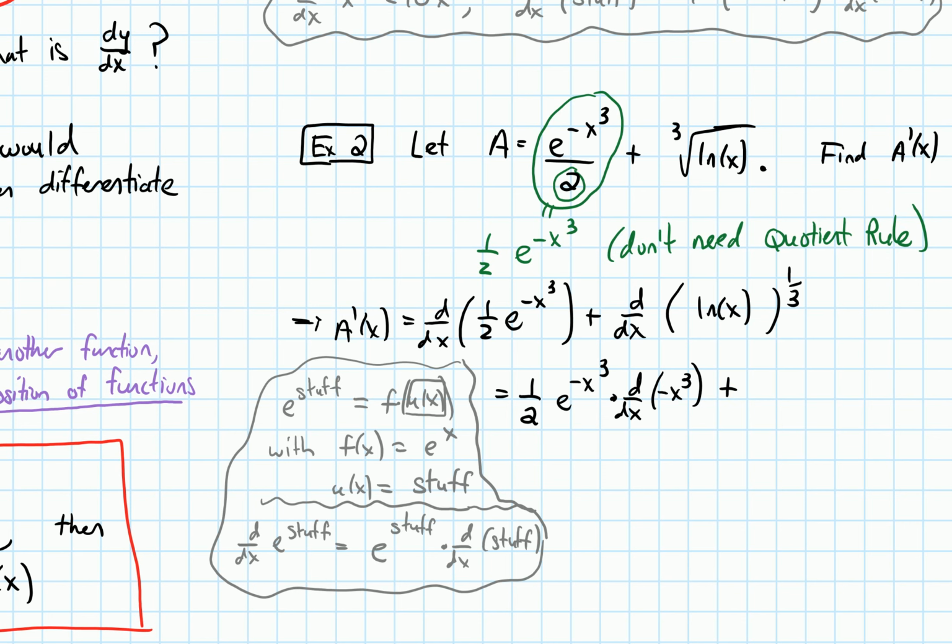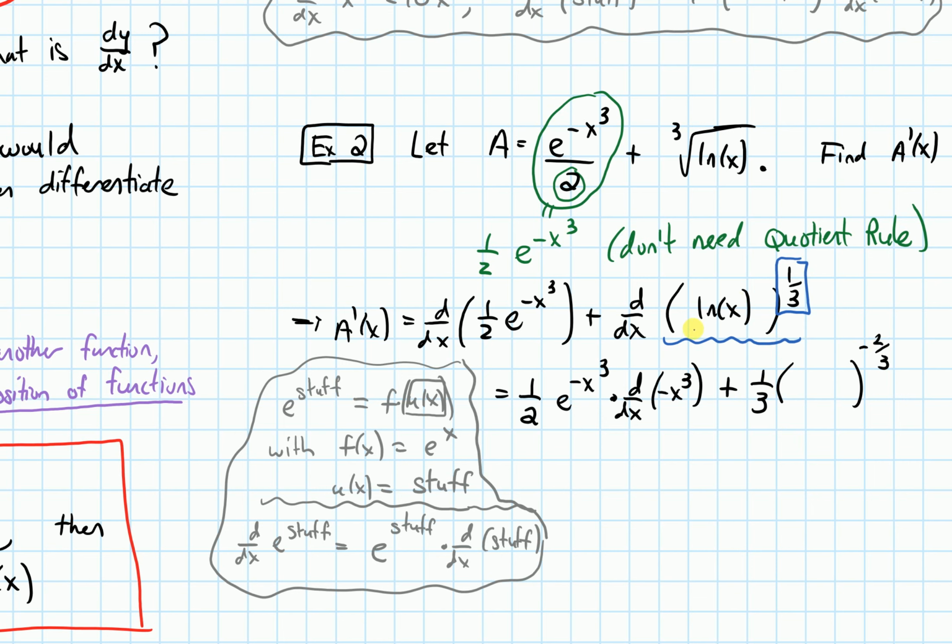Now I still need to take the derivative of ln of x to the 1/3 power. And that's also going to require a chain rule. The outside part for this function is the fact that I have this 1/3 power. So first I need to deal with that 1/3 power. So the 1/3 is going to come down in front. And then I'm going to subtract 1 from the power. That'll give me a negative 2/3 for the exponent. So far that's the derivative of the outside part.